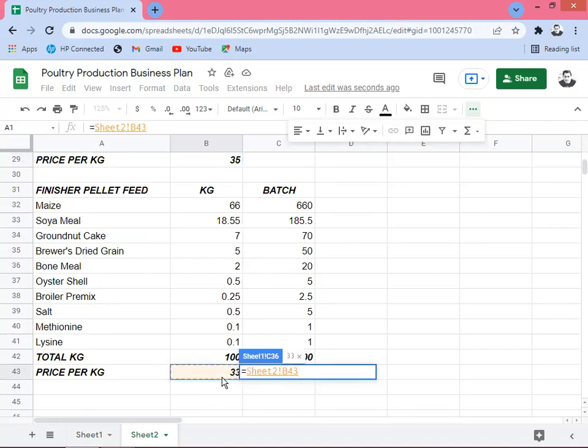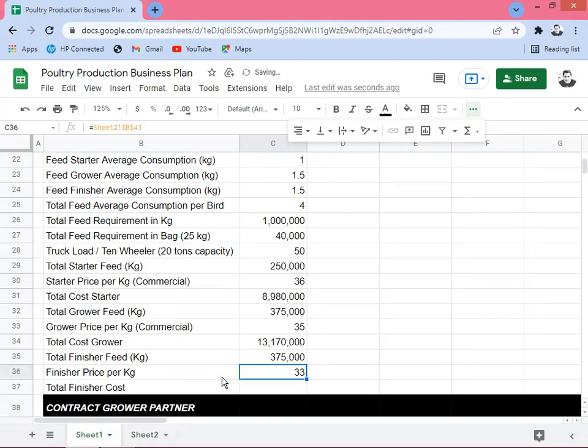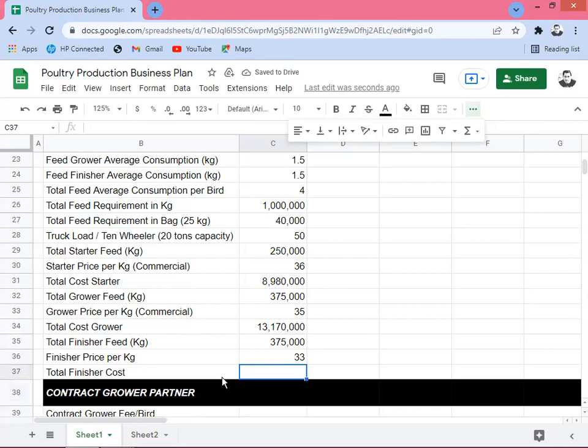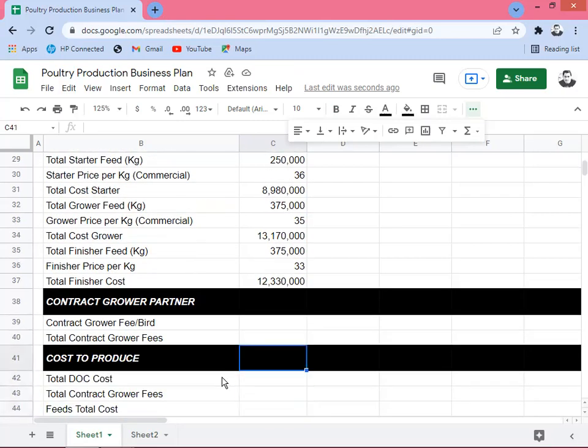A lot cheaper compared to starter feeds. Again, F4, then enter. Then the volume, 375,000 kilogram times the price per kilogram of 33, that would be 12,330,000. Now let's go to the contract grower partner.